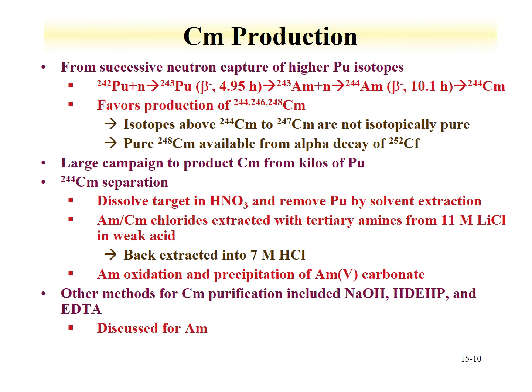There were large campaigns to produce curium based upon initial kilo levels of plutonium. Curium-244 separations from this plutonium involved dissolution of the target and removal of plutonium by solvent extraction, and then americium-curium separations based upon ion exchange or solvent extractions with weak amines in high lithium chloride solutions. We discussed this work in the previous americium section. Other separations with americium could include the oxidation of americium to the 5 state and the precipitation of the americium-5 carbonate.